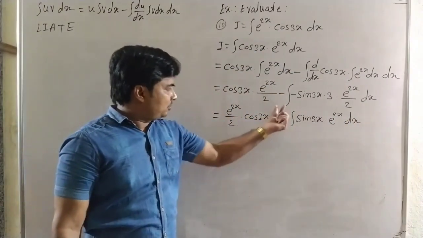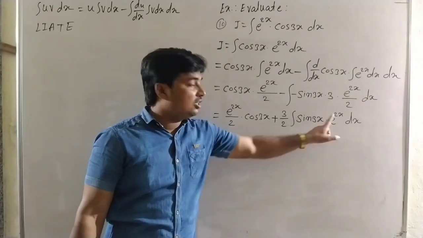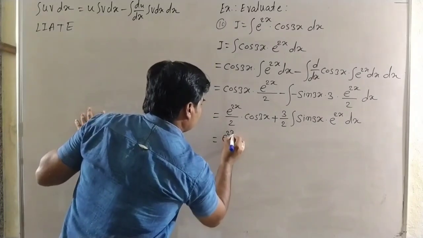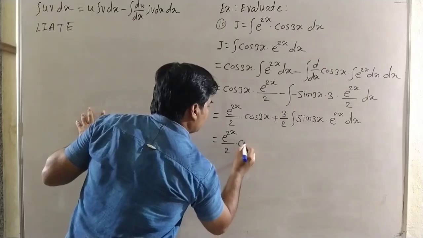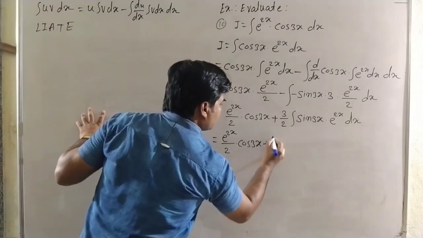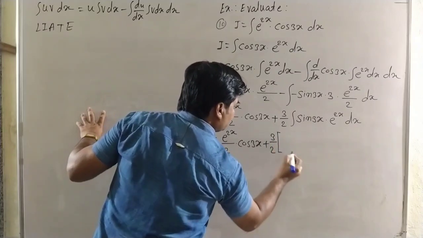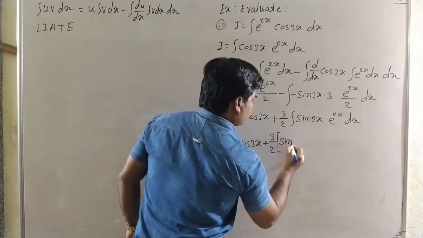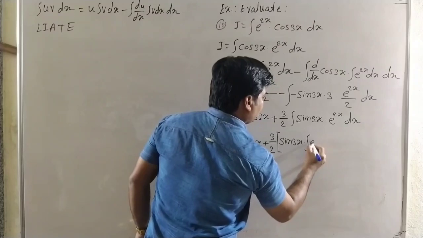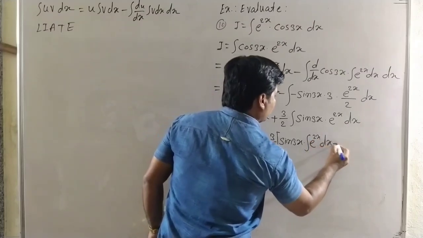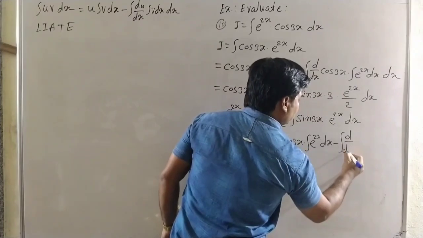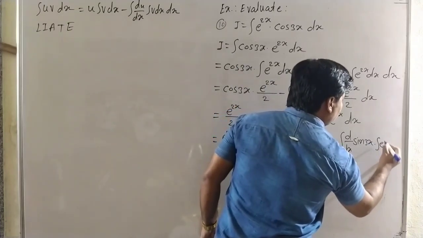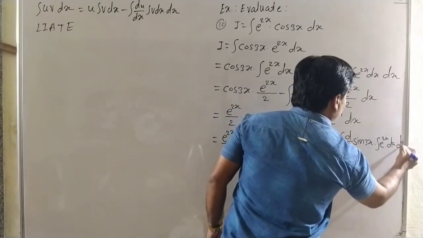Okay. Here the first term, second term, and again we use u into v, sin 3x into e raised to 2x. Therefore we can write e raised to 2x upon 2 into cos 3x plus 3 by 2 into, here again we use u into v, sin 3x into the integral of e raised to 2x dx minus the integral of the derivative of sin 3x into the integral of e raised to 2x dx.